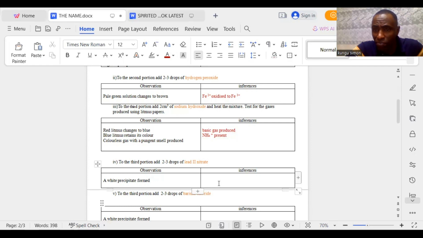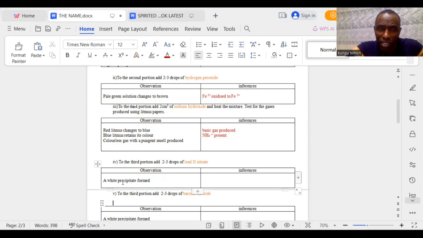If in Form 2 we mentioned some double salts, it is possible to have a salt having more than one cation. For example, this one here is the ammonium ferrous. I mean, it has ammonium ions, and it could have iron 2 ions. Now, in the other portion here, I'm adding lead 2 nitrate.